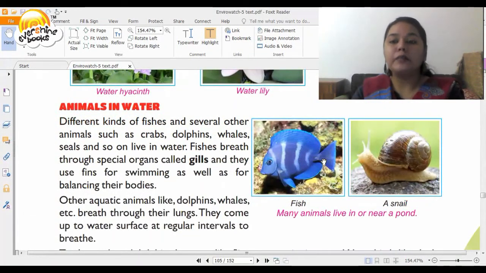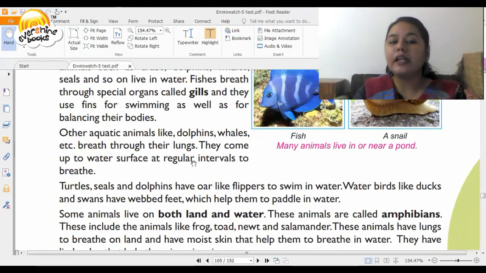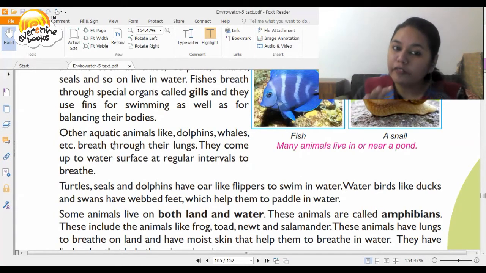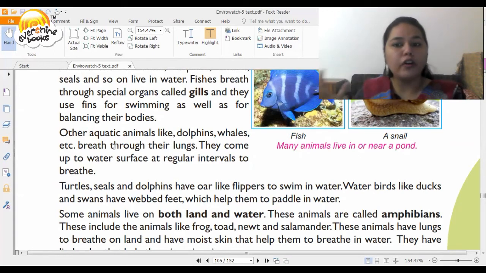Now we talk about animals in water. Different kinds of fishes and several other animals such as crabs, dolphins, whales, seals, live in water. Fishes breathe through special organs called gills, and they use fins for swimming as well as for balancing their body. Other aquatic animals like dolphins, whales, etc., breathe through lungs. So small fish breathe through gills, but the big animals like the dolphin or the whale have lungs. They come up to the surface of water at regular intervals to breathe.